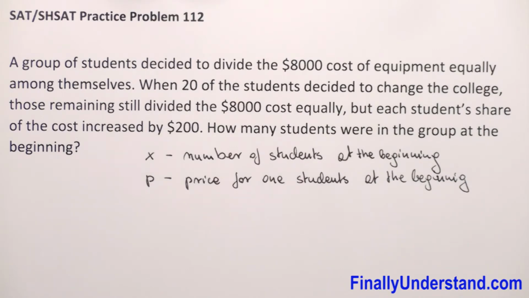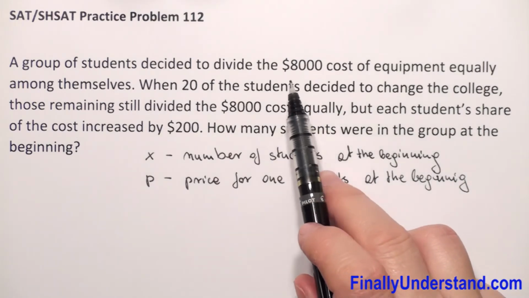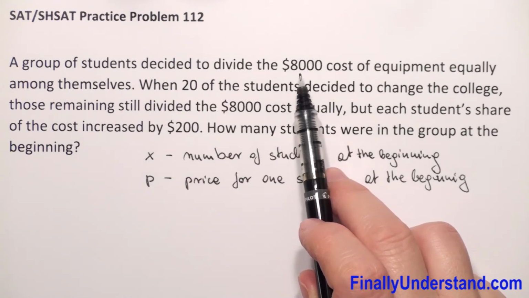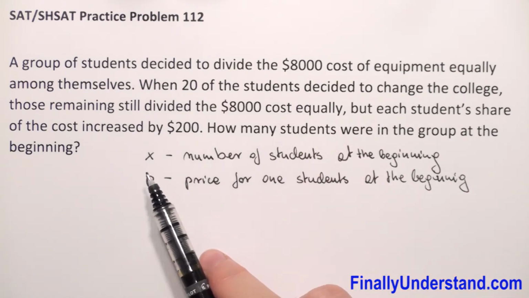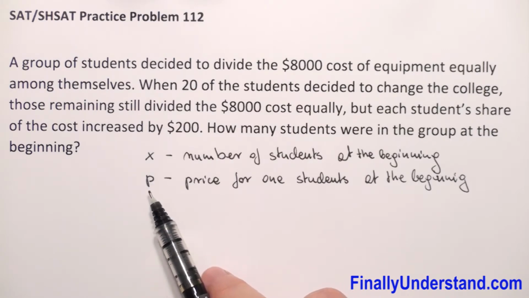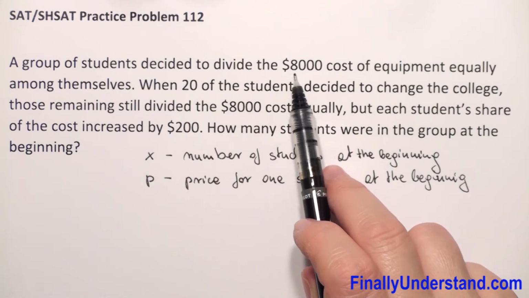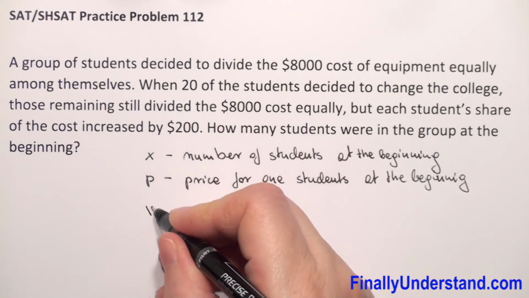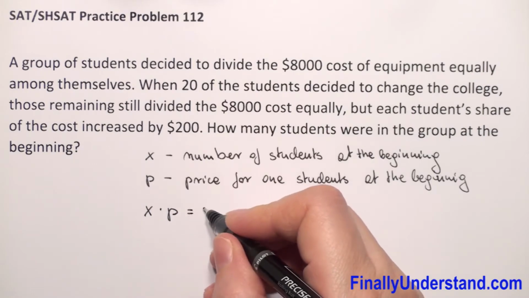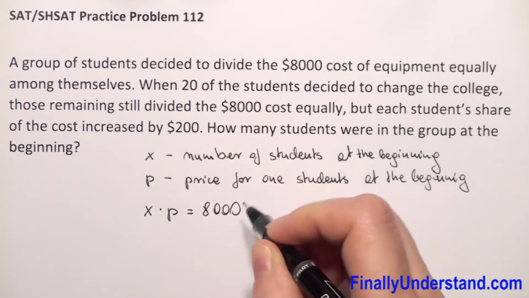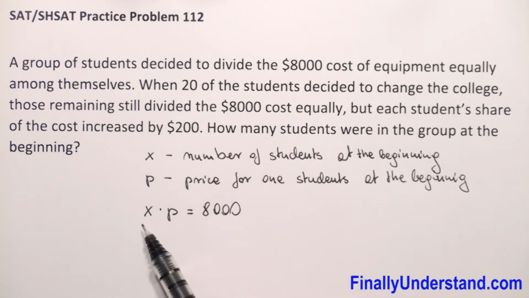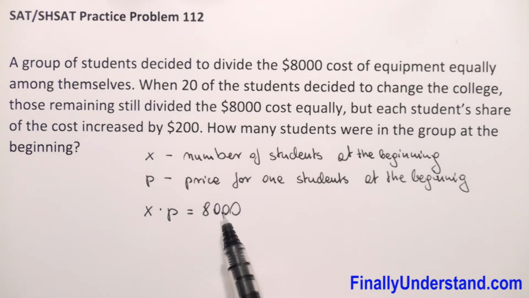So now we can write the first equation, because they have $8,000 to share between X number of students. So we can write that the total number of students times price will be $8,000. X times P is equal to 8,000. Let's forget about dollars. Number of students times the price must be 8,000. What next?